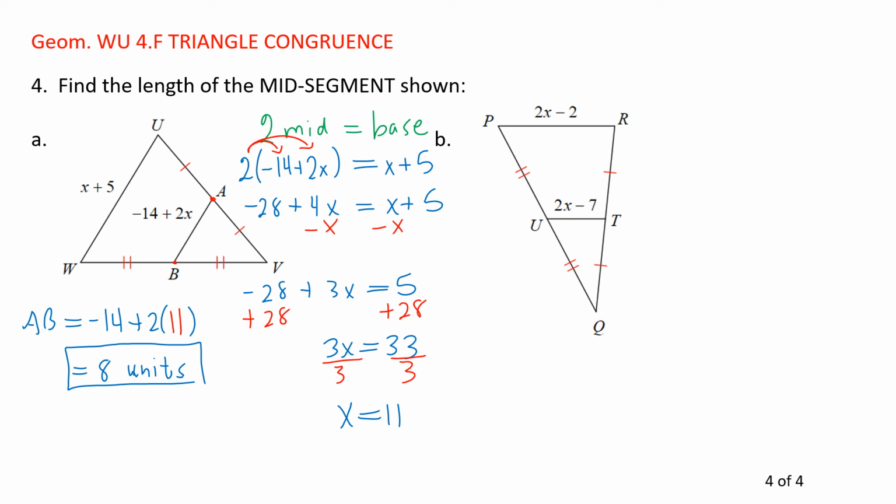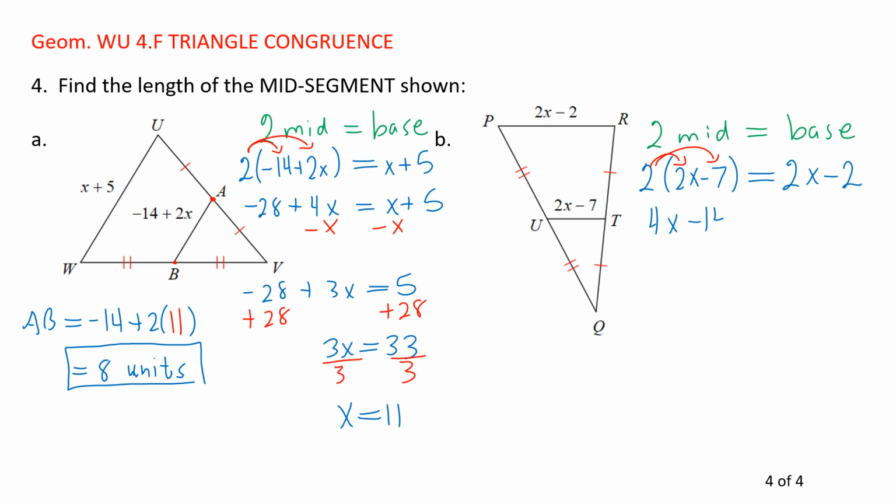How about this one? 2 mid equals base. And just plug in. I know what 2 is. It's 2. I know what the mid-segment is. It's 2x minus 7. I know what the base is, even though it's on top. That's still the base. Now it turns into an algebra problem. Don't forget the second term.